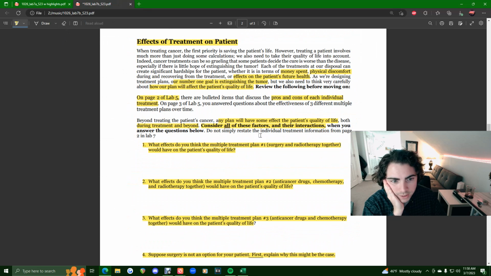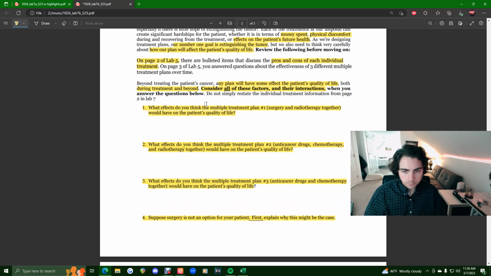They said there's pros and cons of the different treatments, the individual treatments. Any plan will have some effect. Consider all these factors and their interactions when you answer the questions below. All right. Number 1, what effects do you think the multiple treatment plan number 1 would have on a patient's quality of life? So surgery and radiotherapy. So most of these are going to be very similar answers. Of course, all these treatments are going to be terrible on the body. They're going to kill other cells and make living just hell in general.